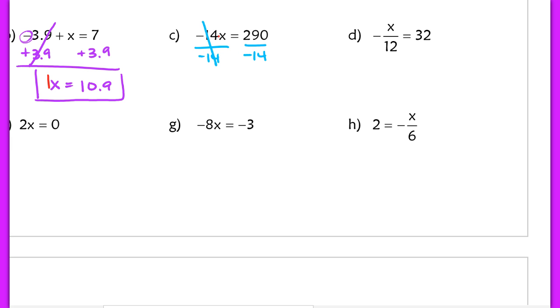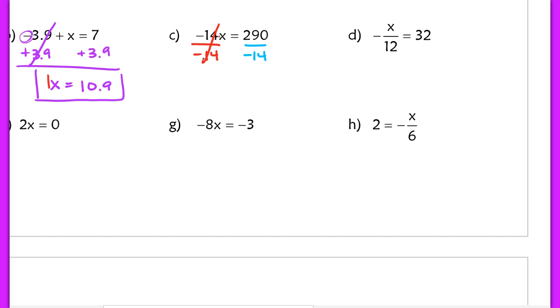So a lot of times the incorrect way to solve this, most students will make the mistake and they want to add 14 here because they see the negative sign, but that's not the case. These are attached by multiplication. So to undo that multiplication, we do the inverse operation, which is to divide. So I'm showing that here with that division symbol here with the bar. So divide by negative 14 on both sides.